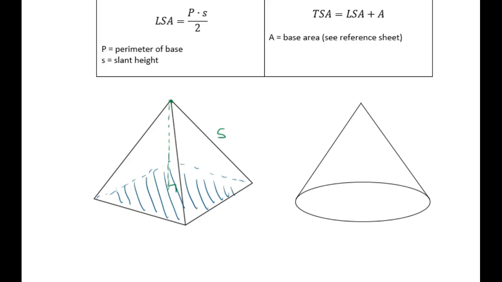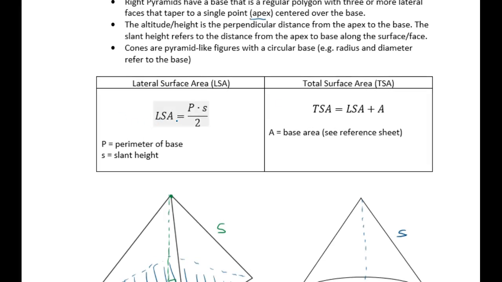Similar in a cone, the same kind of thing is happening. We have a base that is a circle, and remember that we have a diameter and a radius associated with that. We have our slant height along the side of the cone. If you drop your perpendicular height down, that would be your height, or your altitude. Again, we have standard formulas for that. Your lateral surface area is P times S divided by 2, where P is the perimeter of the base and S is the slant height. Then TSA takes that lateral surface area and adds the base. In this case, there's only one base, so we're just adding 1 A, the area of the base.